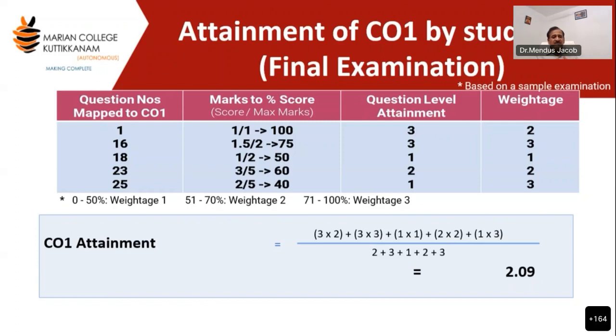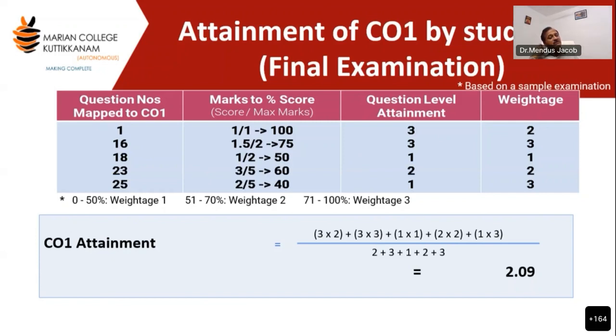Then 16. The next question is 16. That means the 16th question is again mapped to CO1. And the student scores 75%. That means 1.5 out of 2. It's a 2-mark question, so 1.5 out of 2. That means 75% mark. Then the question level attainment is 3 because the student is scoring more than 71%.